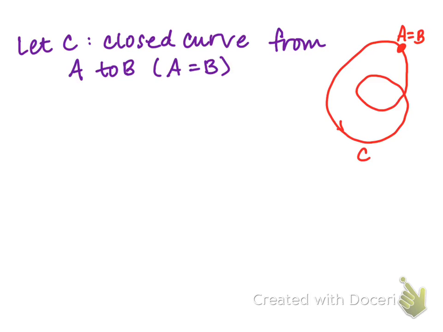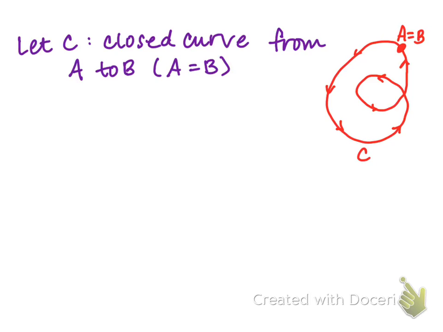And let's just give our curve an orientation. Okay. So a closed curve is a curve that starts and ends at the same point as I've drawn.